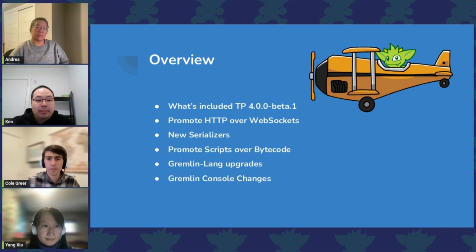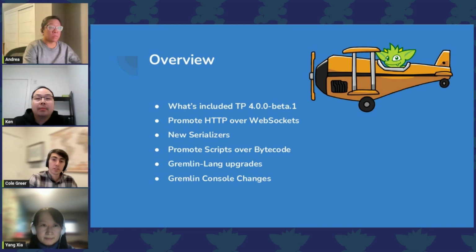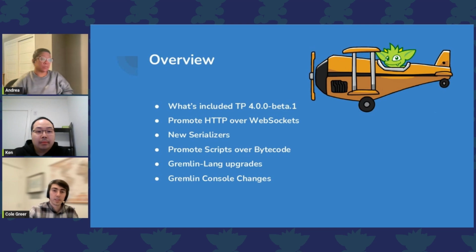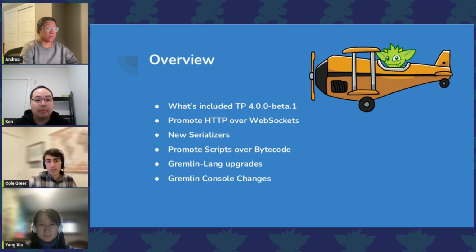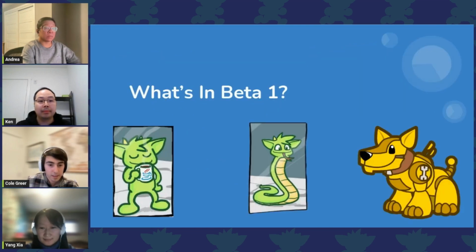So that's sort of our main overall goal, and in that light, we've decided to promote HTTP over WebSockets as our main protocol, and we've promoted scripts over bytecode as the main way of sending Gremlin. And with those changes, that's prompted some new work with our serializers, and it's also led to some changes to Gremlin Lang and Gremlin console. So that's what we'll be talking about today.